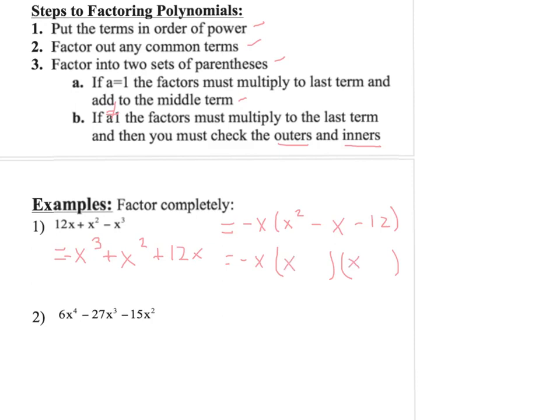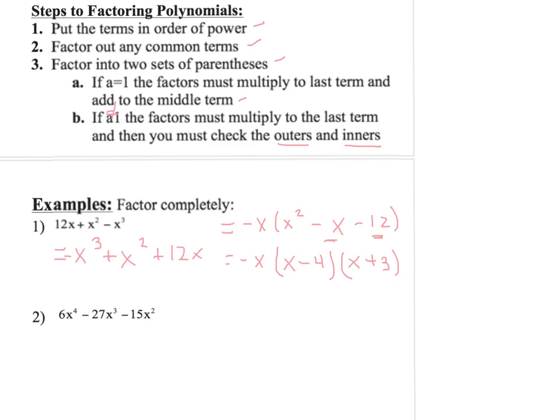I need to multiply to my last and add or subtract to my middle. So I want to multiply to 12. So I want to see what multiplies to 12. So 4 and 3 I know multiply to 12. Do they subtract to 1? 4 and 3 will subtract to 1. So now I just have to make sure my signs are right. If that's a negative 12, 1 will be plus and 1 will be minus. And then if that's a negative 1, I want my larger one to be negative. So negative x times x minus 4 times x plus 3 would be my answer. Factored completely.